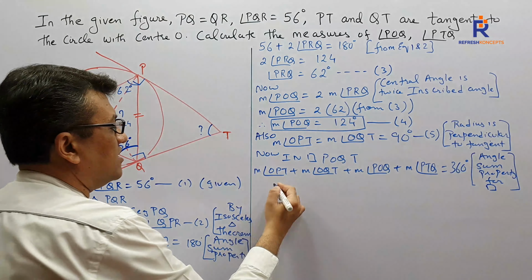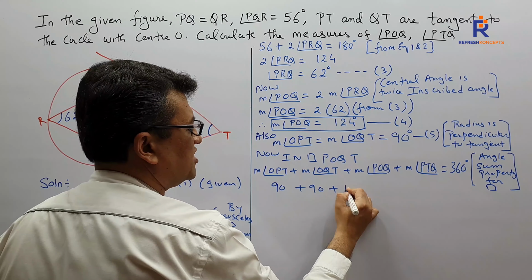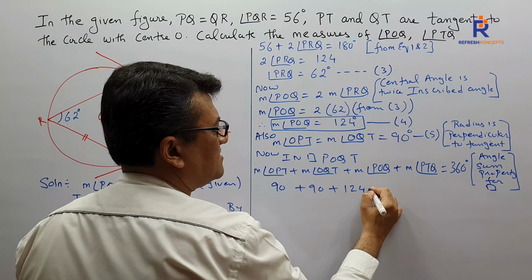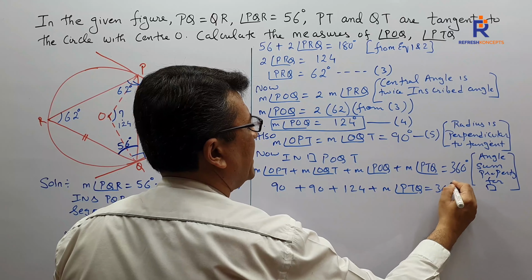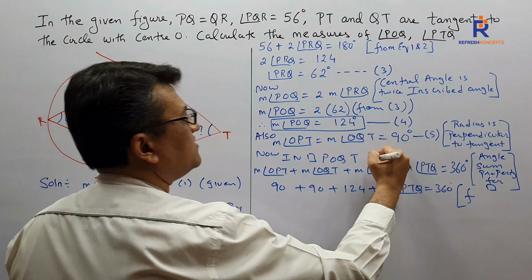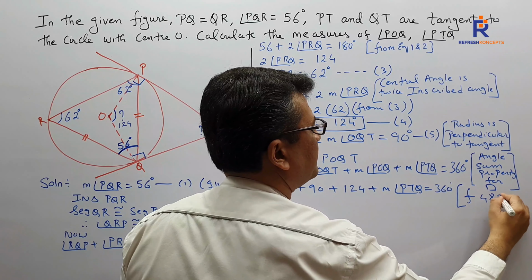Next, what here? OPT is how much? 90 plus 90. POQ is how much? 124 plus measure angle PTQ is 360. So from where did I get these values? From, this is 5, this is 4. So from 4 and 5.